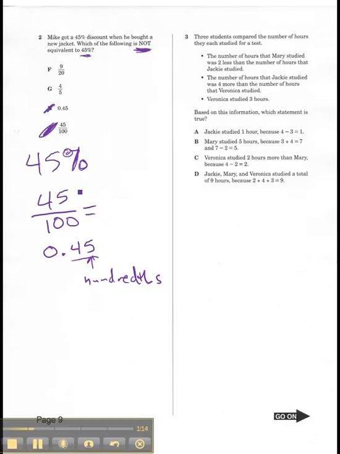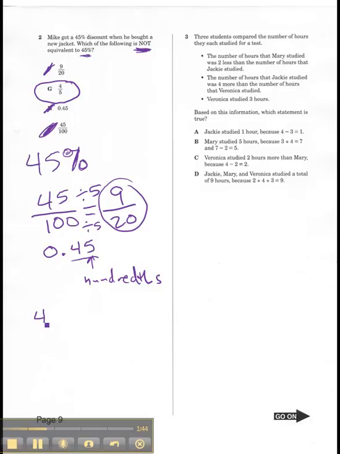If we simplify this fraction 45 over 100, we would divide by the common factor of 5, top and bottom, and we would get 45 divided by 5 is 9, and 100 divided by 5 is 20. So 9 twentieths would also be equivalent to 45 hundredths, equivalent to 45%. So that allows us to eliminate answer choice H. And the only answer choice left is answer choice G, 4/5.